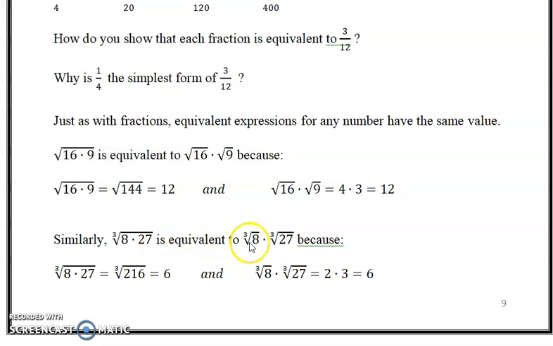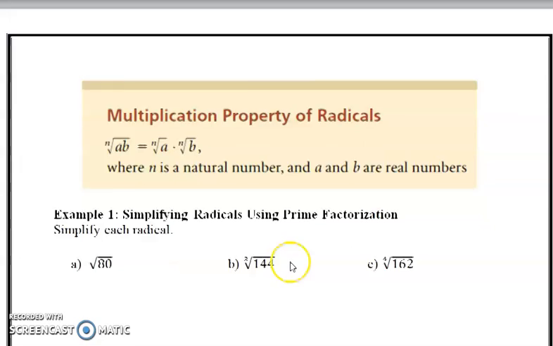Similarly, the cube root of 8 times 27 is equivalent to the cube root of 8 multiplied by the cube root of 27. The cube root of 216 is 6, and the cube root of 8 is 2, the cube root of 27 is 3, and 2 times 3 is 6. So this is going to help us get an idea of how to write a mixed radical as an entire radical and vice versa.